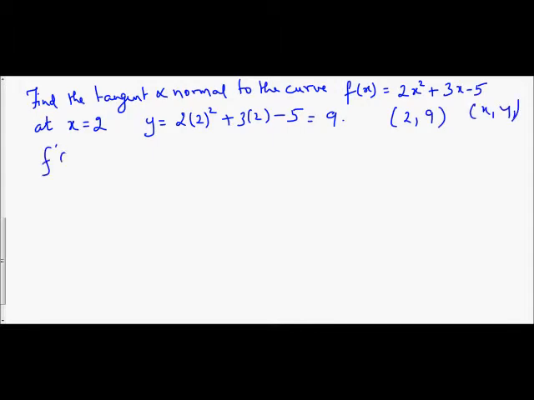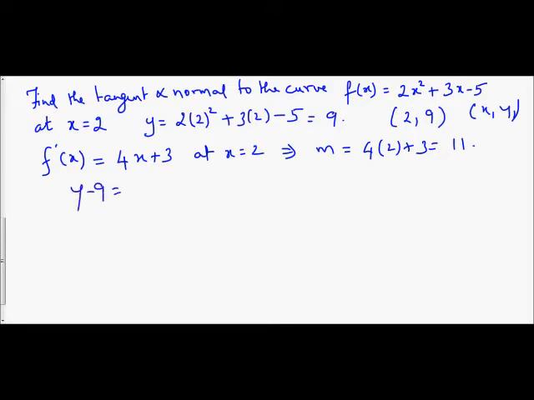Then we are supposed to find the derivative, which would be 4x plus 3, and at x is equal to 2 it would be the slope at x is equal to 2, which would be 4 times 2 plus 3, which is 11. Okay, so m is 11 and you have the point 2 comma 9, so y minus 9 equals 11 times x minus 2. On simplification, this would be 11x minus y minus 13 equal to 0. This is the equation of the tangent.